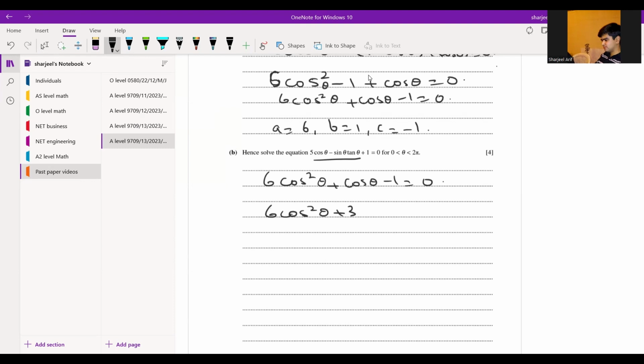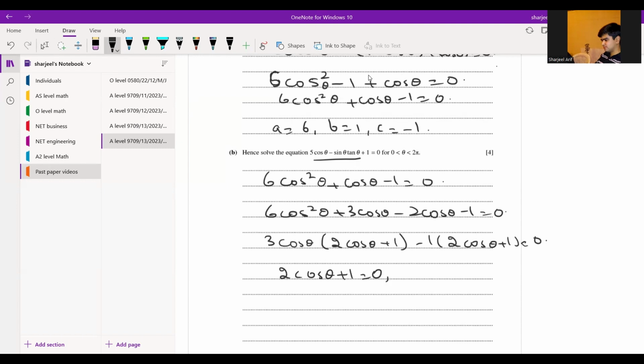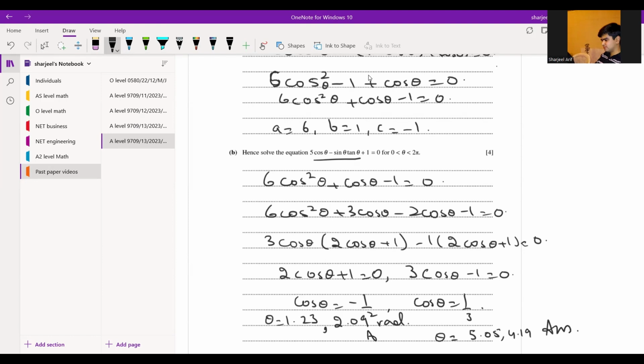The two factors will be 3 cos θ - 1 and 2 cos θ + 1 equal to 0. So the two equations will become 2 cos θ + 1 = 0 and 3 cos θ - 1 = 0. So cos θ will be equal to -1/2 and cos θ equal to 1/3. θ will be equal to 1.23 radians and 2.09 radians. And in the second part, θ will be 5.05 radians and 4.19 radians. These are the answers.